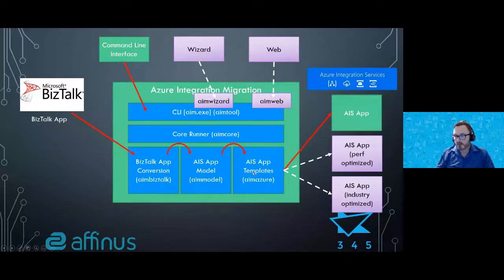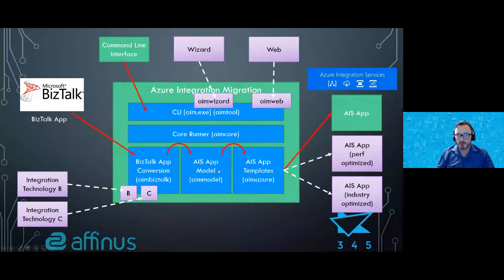Similarly, if you wanted to make a performance optimized version of your application, at the moment this application is kind of functionally optimized. It's very, very decoupled, highly decoupled. But what that means is that you might not be running the most performance optimized. So you could make another performance optimized version, or an industry specific version, and that would be by changing the templates mostly.